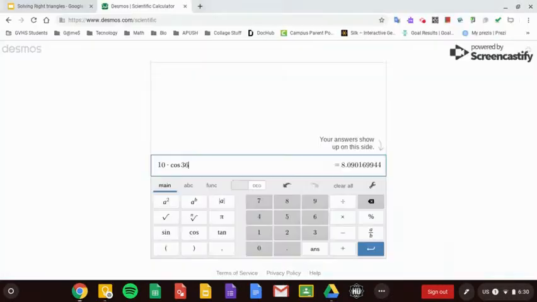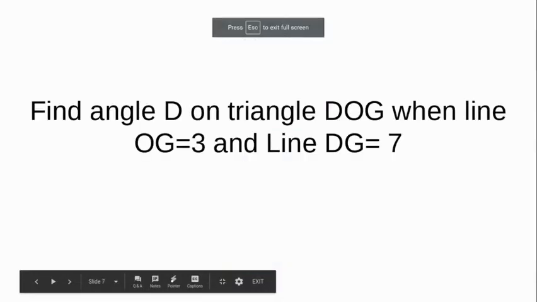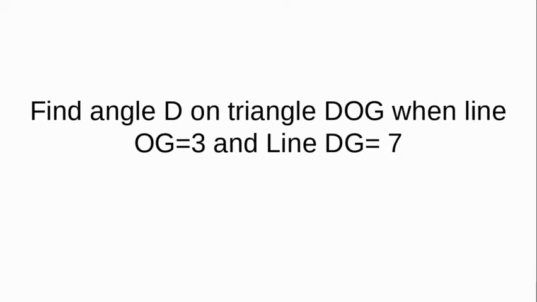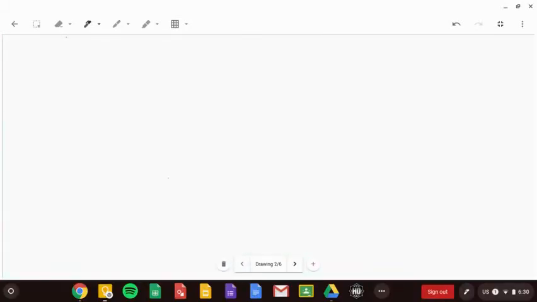Alright, so next in our lesson plan, we have another problem. Find the angle D on triangle DOG when line OG is 3 and line DG is 7. So let's draw a little triangle here.